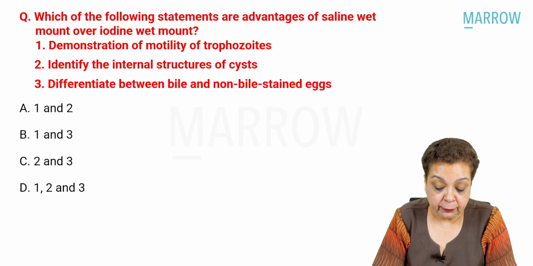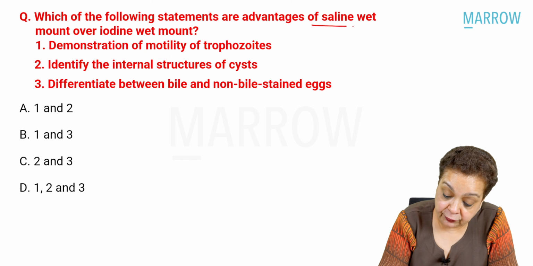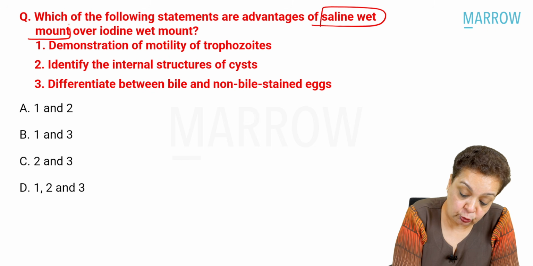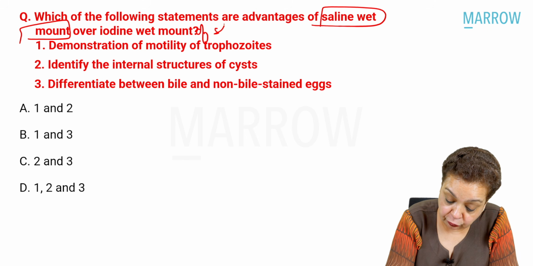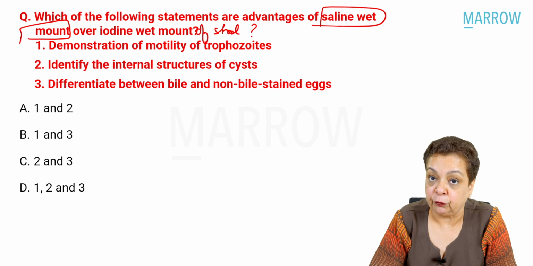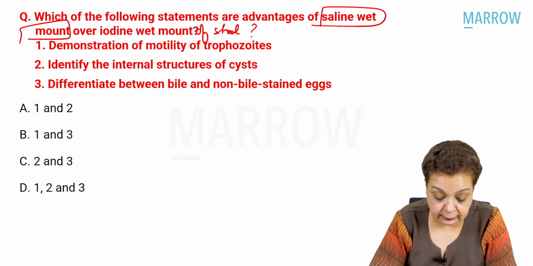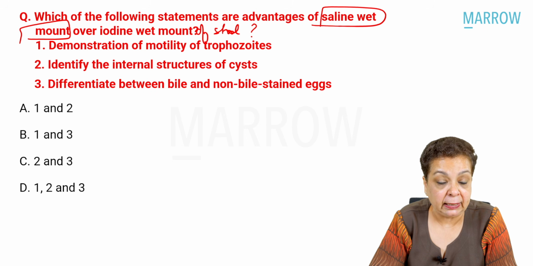Which of the following statements are advantages of the saline mount over the iodine mount? Now, this was an absolutely new question: advantage of the saline wet mount of the stool. Sorry, this should have been mentioned, of the stool sample. One, demonstration of motility of trophozoites; two, identification of the internal structures of the cysts; three, differentiation between the bile and the non-bile stained eggs.